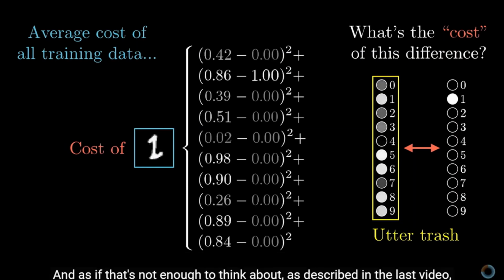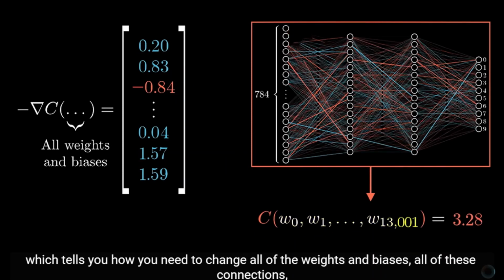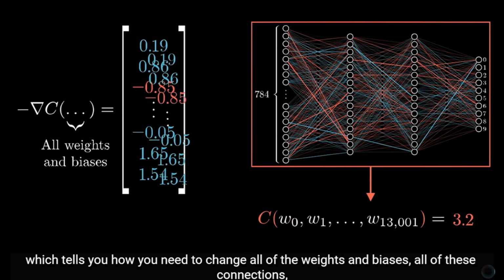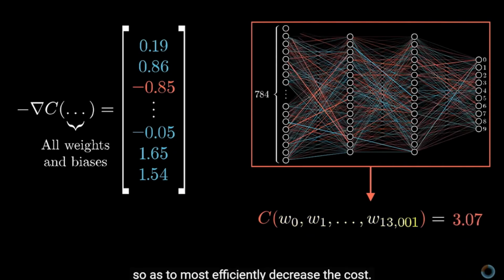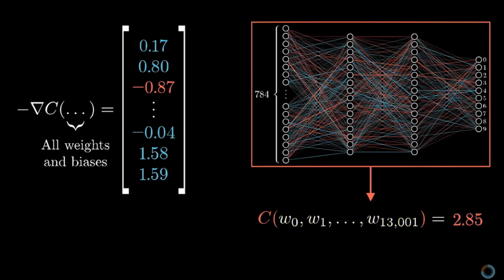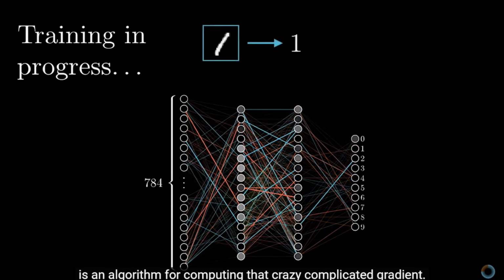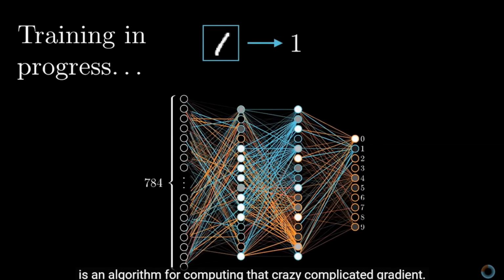And as if that's not enough to think about, as described in the last video, the thing that we're looking for is the negative gradient of this cost function, which tells you how you need to change all of the weights and biases, all of these connections, so as to most efficiently decrease the cost. Backpropagation, the topic of this video, is an algorithm for computing that crazy complicated gradient.